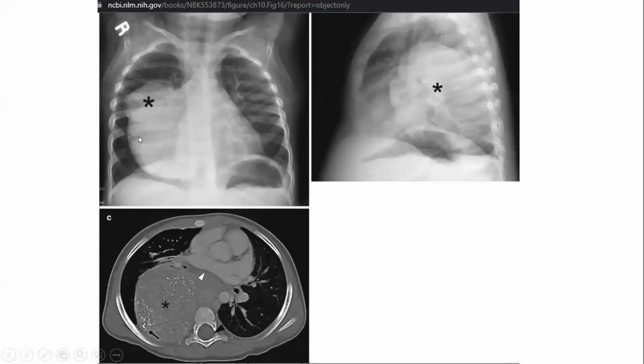This X-ray shows a large posterior mediastinal mass. Why I say it's posterior mediastinal is you can see the anterior lung marking nicely. The lateral chest X-ray will clearly show you the place in the posterior mediastinum, and you can see the calcifications and the large mass, like the neuroblastoma in the posterior mediastinum, in the CT.